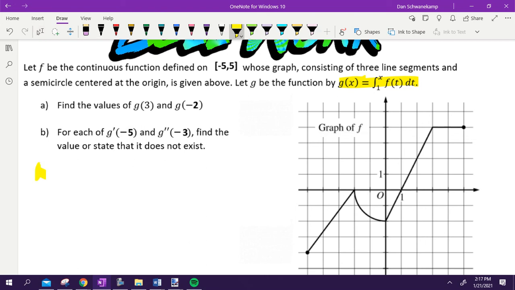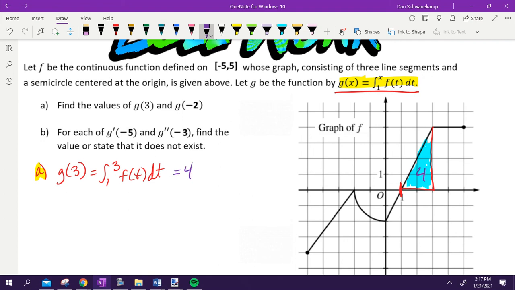So if I'm doing part A, the idea is simple. G is this guy. If I'm finding g of 3, what am I going to do with that 3? Plug it in for x. So it says I'm integrating from 1 to 3 of f of t dt. So if I'm integrating from 1 to 3, I'm integrating this thing. What am I finding? Area under the curve. The area under this curve right here, it is 2 across. It's up 4. So my area is 4. Boom, done. That's 4.